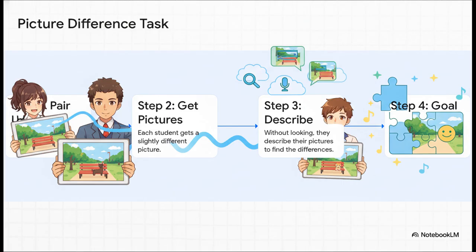You pair up students. Student A gets a picture, and student B gets a slightly different one. Now, without looking at each other's pictures, they have to talk and figure out all the differences. See, student A has info that student B needs, and the other way around. There's a genuine reason to talk.